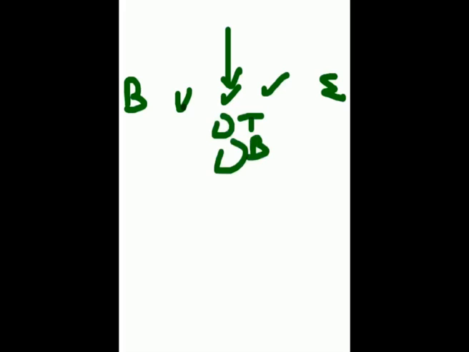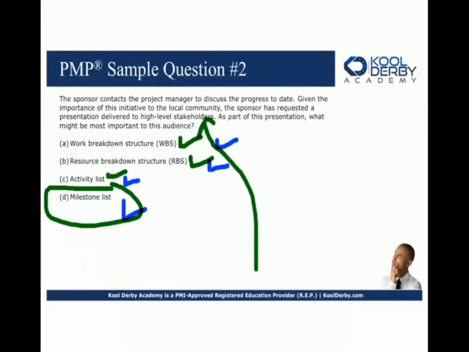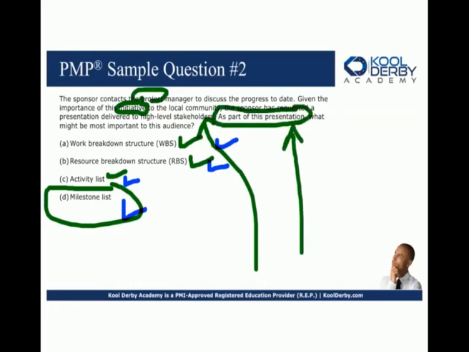So when I wrote this question, I said, given the importance of the initiative, I use the word initiative to mean the project, because that's what they do on the exam. The sponsor has requested a presentation as part. Okay, now remember, be very careful with this right here. I put that in purposely. This is not the only thing you're going to talk about. I said as part of the presentation, you would want to include this because it's high-level stuff, right?